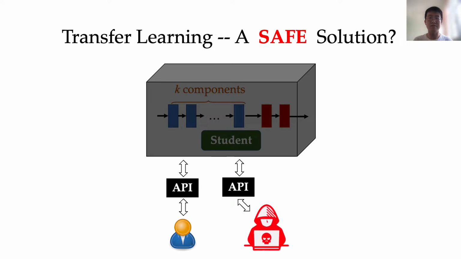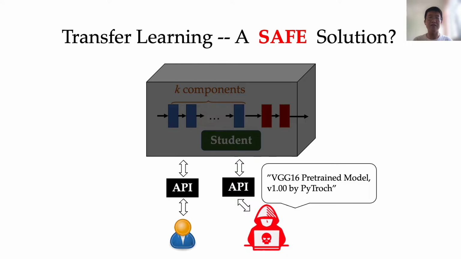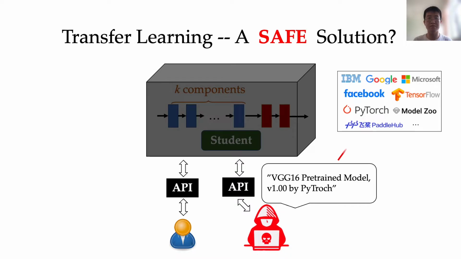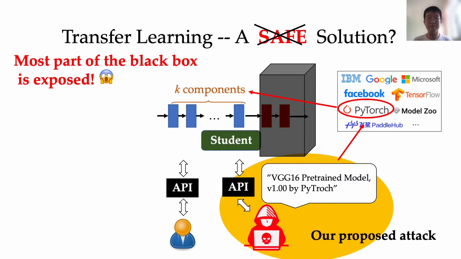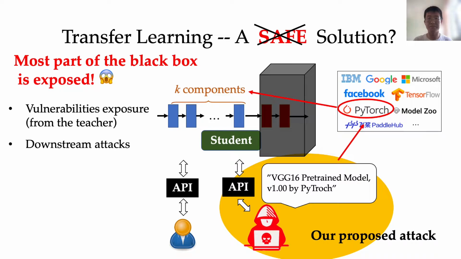It works like this. After querying the deep learning services several times, the attacker can identify the source of the teacher model. Then he can download the teacher model from the specific model database. As a result, most part of the black box gets exposed. Such attack not only violates the intellectual property of the victim company, but also enables further attack. Okay, so in the remaining of the talk, I will introduce how our attack actually works.